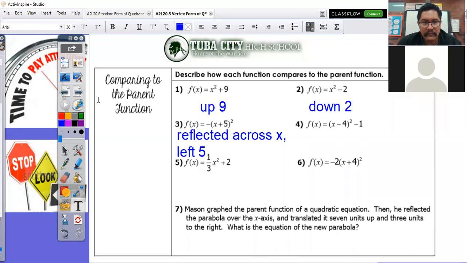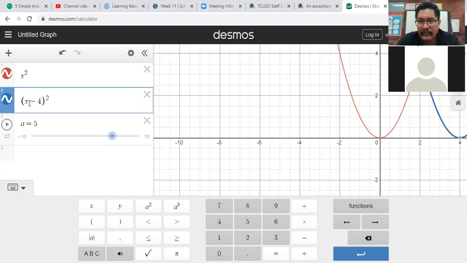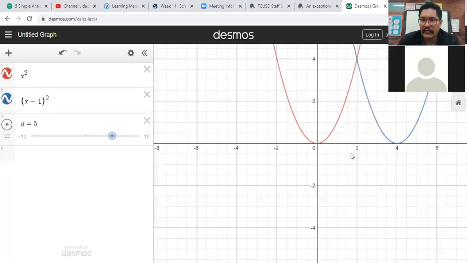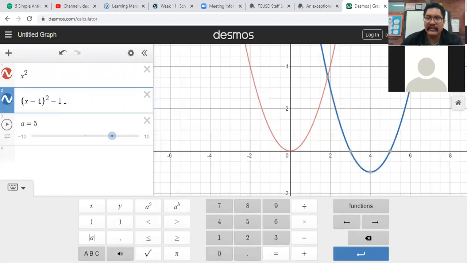So get rid of this here, x minus 4. So you can probably guess what's going to happen when I change the inside number. All right, so it's moved over to the other side. So it's actually shifting right this time. And we also have the -1, which again shifts it downwards. So right 4 and down 1 from the parent function.